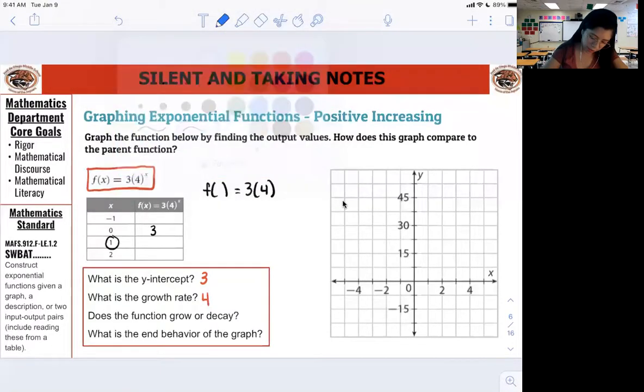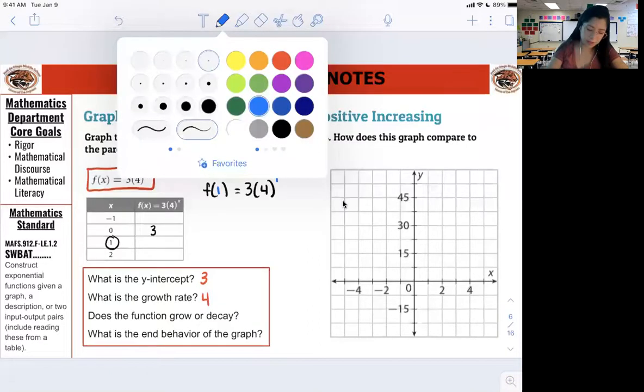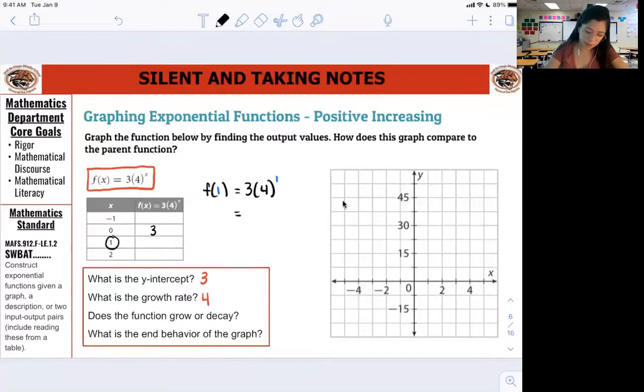All right, so I'm plugging in 1. Remember, because of PEMDAS, I have to do the exponent first. So I have to do 4 to the power of 1. Well, 4 to the power of 1 is what? 4. Yeah, it's just 4. And 3 times 4 is 12. So here's my next value.